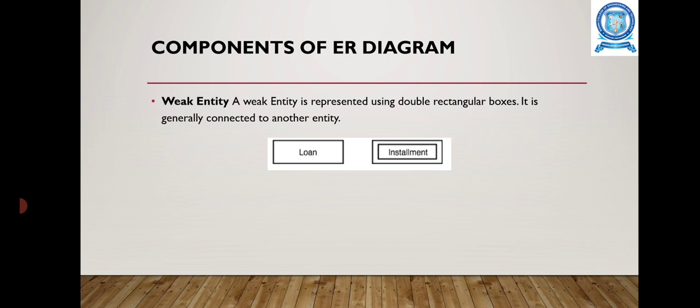Next one is a weak entity. A weak entity is represented using double rectangular boxes. It is generally connected to another entity. In this example, loan and installment are the entities. Here, the double rectangular box is represented as installment, which is the weak entity for the particular relation.